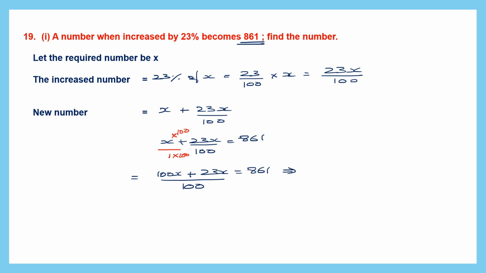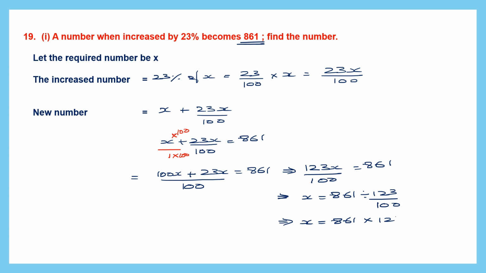Now here 100x plus 23x is 123x. This by 100 is equal to 861. So now if I take only x, I can say x is equal to 861 divided by 123 by 100. Now this becomes division of fractions. We know how to do it. x is equal to 861 into, we write the reciprocal, so it's not 123, it is 100 by 123.